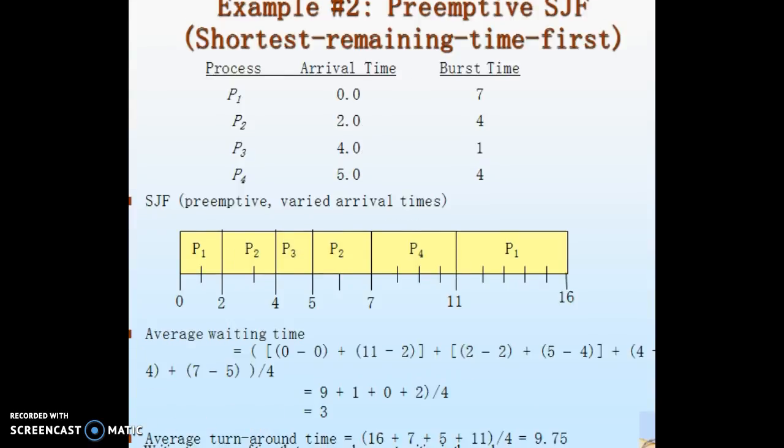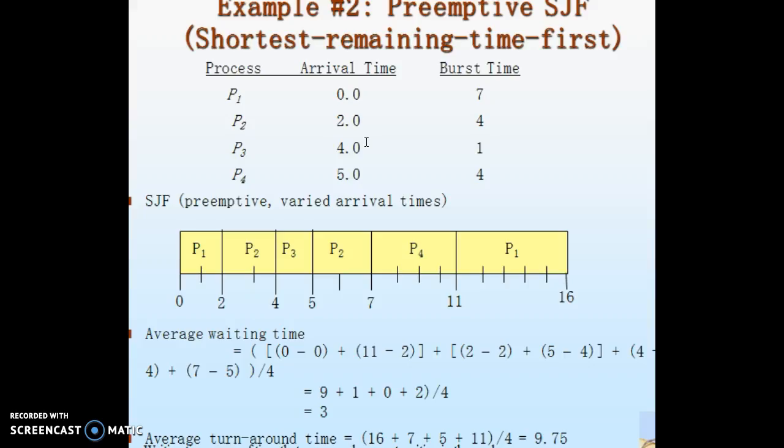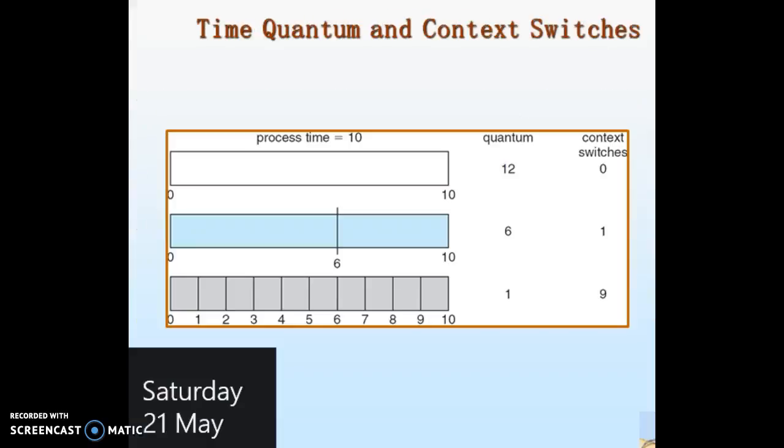Let's take an example for preemptive SJF. Consider the processes P1, P2, P3, P4 with arrival times of 0 milliseconds, 2 milliseconds, 4 milliseconds, and 5 milliseconds, with burst times 7, 4, 1, 4. See the Gantt chart. The average waiting time is 3 milliseconds. The average turnaround time is 9.75 milliseconds.